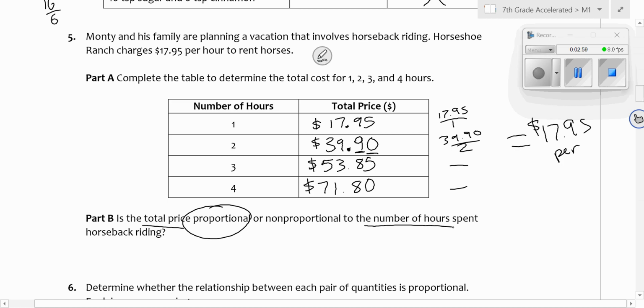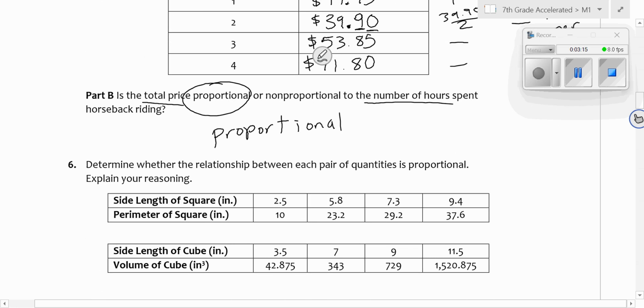So part B, we're going to write proportional because we have an equivalent ratio. All the quantities, every pair you make with those 2 quantities create an equivalent ratio. Proportional. All right, next one.